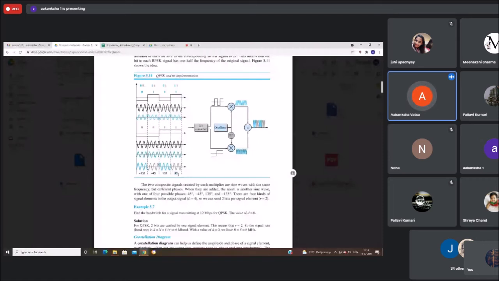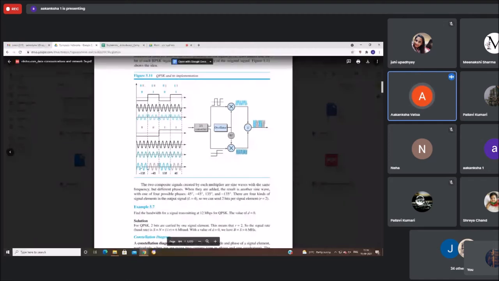So if my receiver receives 4 different types of signals starting at a different point, then it will perceive it as a different signal element. So if my receiver is always having any 4 of these signals, -135 phase change, -45 degree, 135 degree or 45 degree.